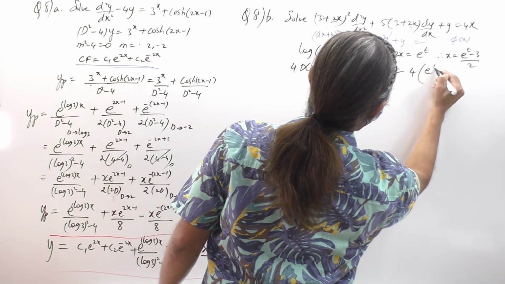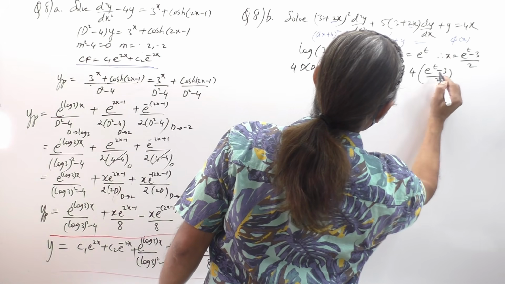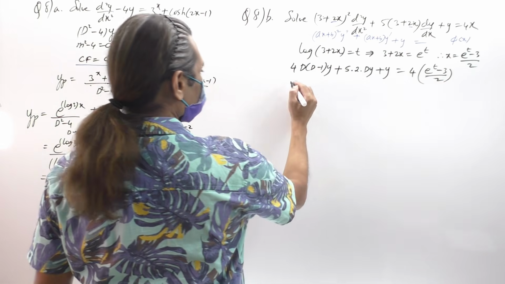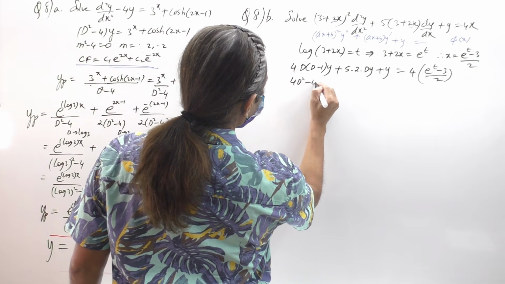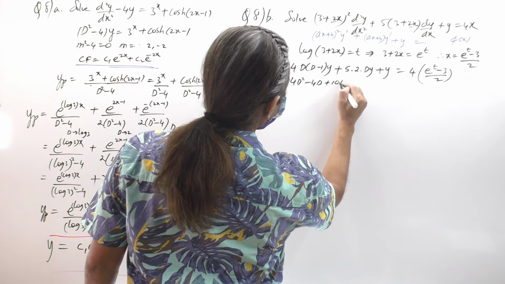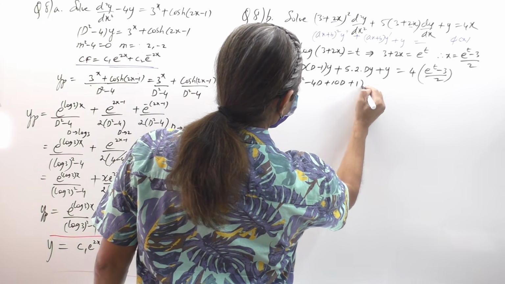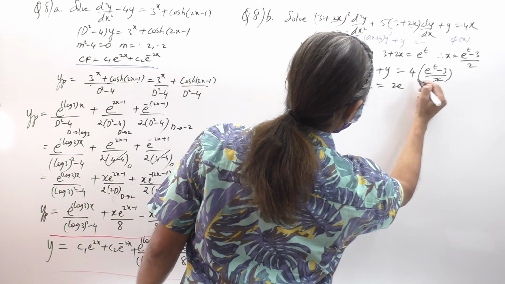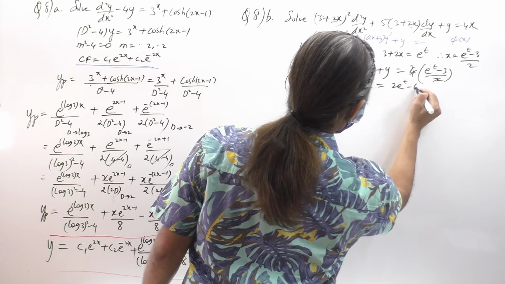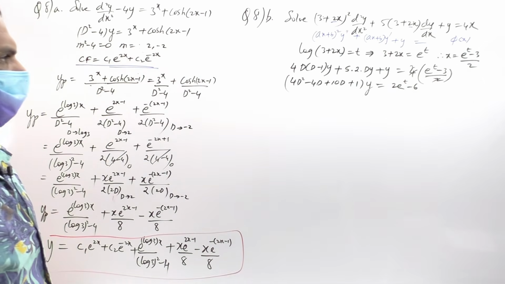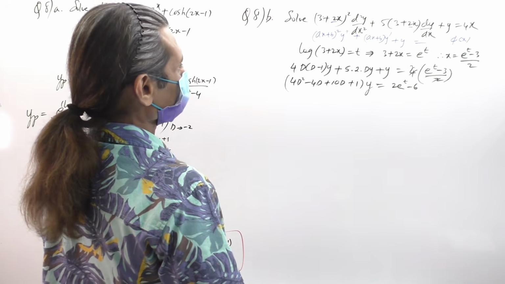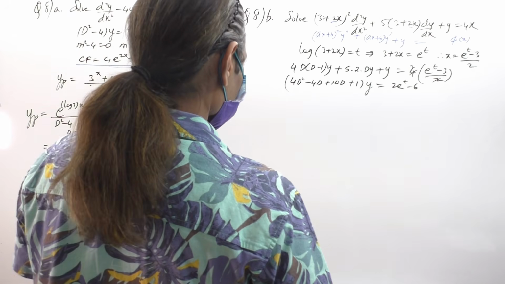What is x? e raised to t minus 3 by 2. As always in Legendre's and Cauchy's, on the right side we replace everything in terms of t. Now this will be (4D² − 4D + 10D + 1) y equals 2e^(t−6), because the two 2s give 2e^(t−6). Correct. So 4D² − 4D + 10D.